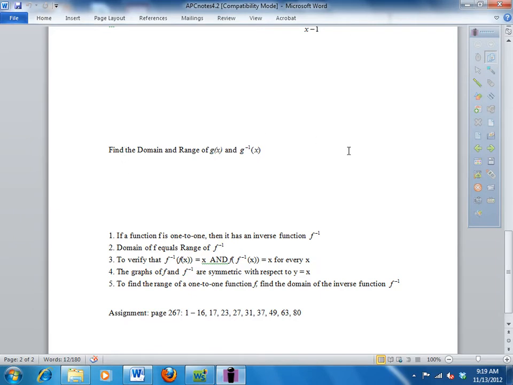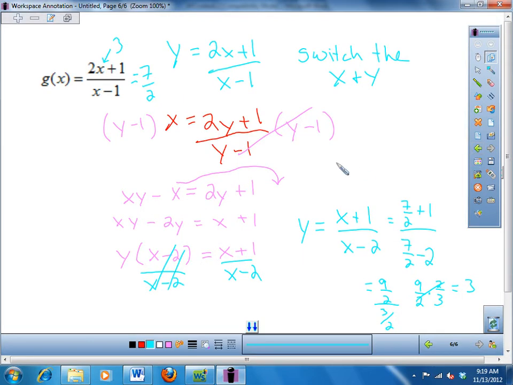Find the domain and range of g of x and g inverse of x. So, I think we were supposed to do this for the previous problem. So luckily I still have that up there. Okay. So what is the domain of g of x? Domain, what can x not be equal to? 1. X cannot be equal to 1. Okay? But they also want the range, and the domain of the inverse function.